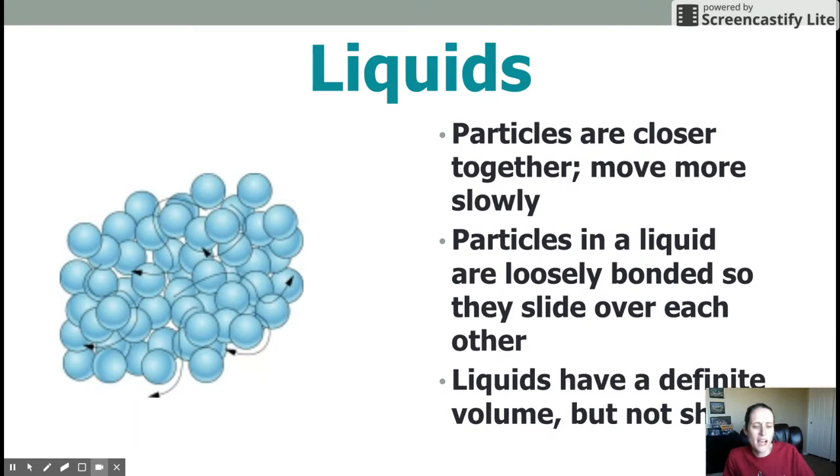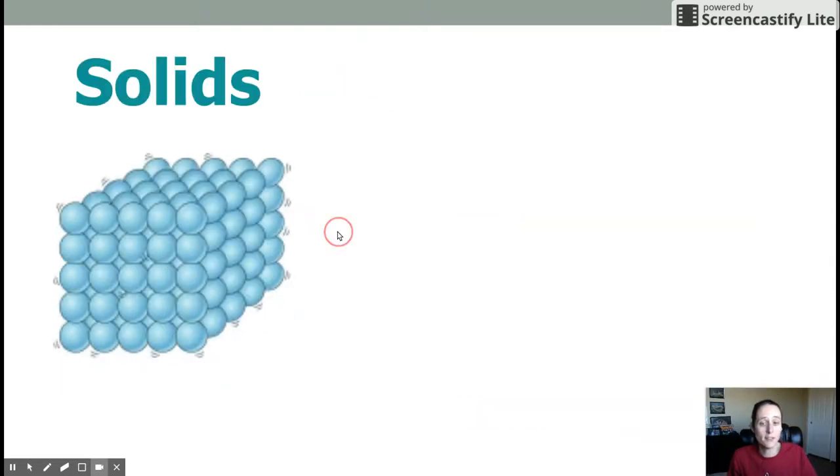And they have a definite volume, meaning you can measure how much there really is, but they don't have a shape. So if you have a beaker, that 500 milliliter beaker, that great big beaker that we have, if you pour 200 milliliters of liquid into that beaker, it's going to take the shape of that beaker. Well, if you take that exact same liquid and you pour it into our Erlenmeyer flask, it's going to look more triangle shaped. It's going to take the shape of whatever it's in.